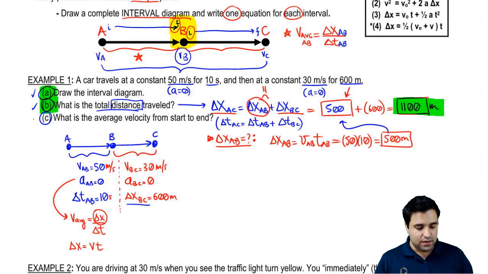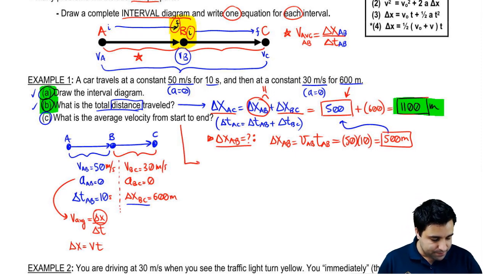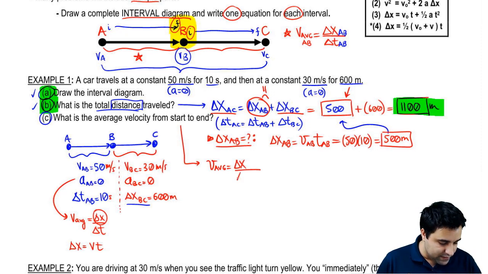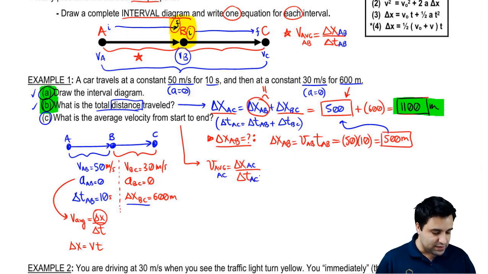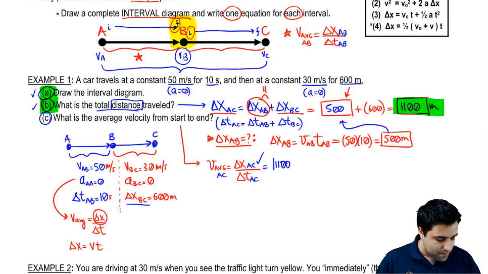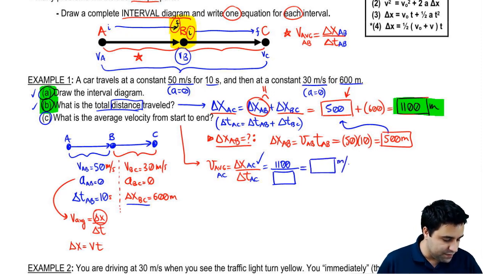Now let's do C. What is the average velocity from start to end? Remember the definition of average velocity: delta x over delta t. But here I want the total motion from A to C, so I need delta x from A to C and delta t from A to C. I know my total delta x, it's 1100. But I need my total time. I don't have the total time. Once I know the total time, I'll have the final answer for this. So let's go find our total time.